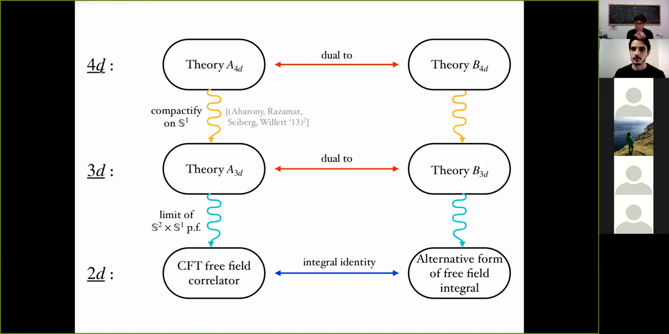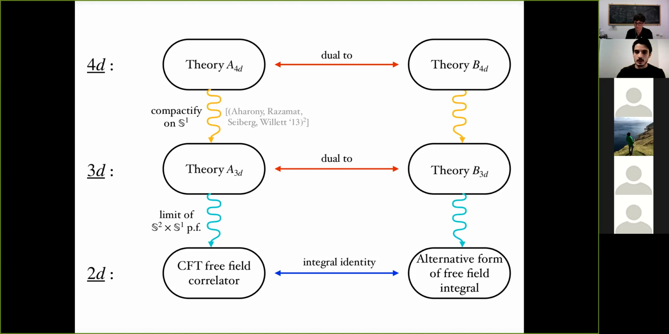So the starting point is in 4 dimensions, where I will always consider theories with N=1 supersymmetry. For example, we can take a pair of theories that are dual in the infrared. One question that we can ask is if this duality is preserved when we flow to 3 dimensions. By this, I mean that we can compactify both the 4-dimensional theories on a circle, so that when we flow to low energy, we get a pair of effective 3D N=2 theories. And we can try to understand if these theories are also dual in 3 dimensions. This type of question was first investigated in 2 papers by Aharony, Razamat, Seiberg, and Willett. And by now we understand quite well how to perform this dimensional reduction from 4D dualities to 3D dualities.